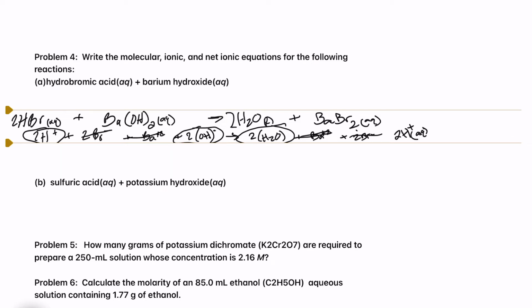Two aqueous H pluses and our two OHs, which are also going to be aqueous. They reacted and they formed two H2Os in a liquid state. So molecular, ionic, and net ionic equations. And we'll do the same thing for part B.